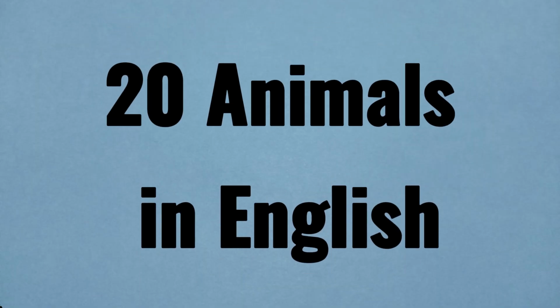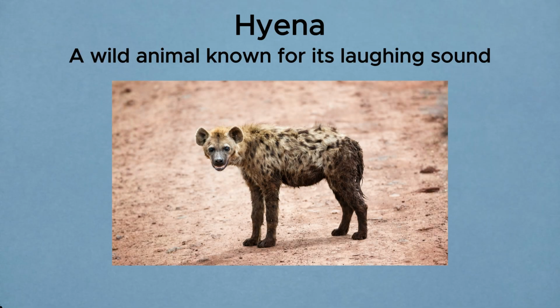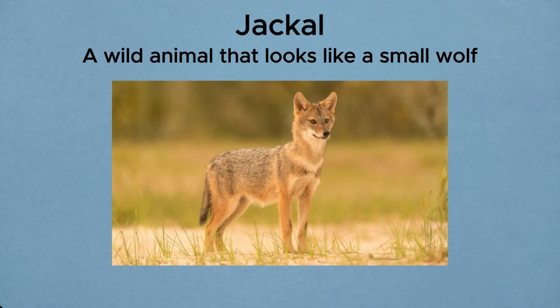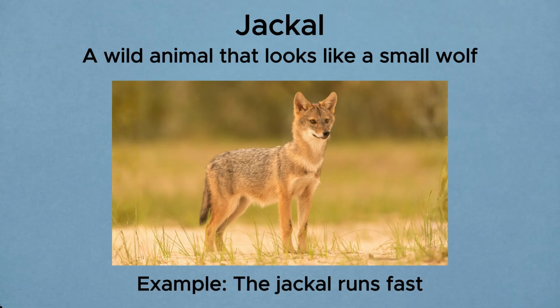20 Animals in English. Part 3. Hyena. A wild animal known for its laughing sound. Example: the hyena laughs loudly at night. Jackal. A wild animal that looks like a small wolf. Example: the jackal runs fast.